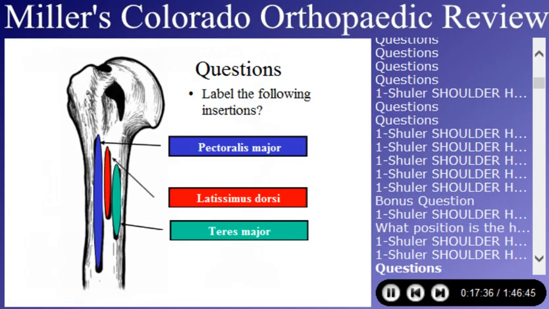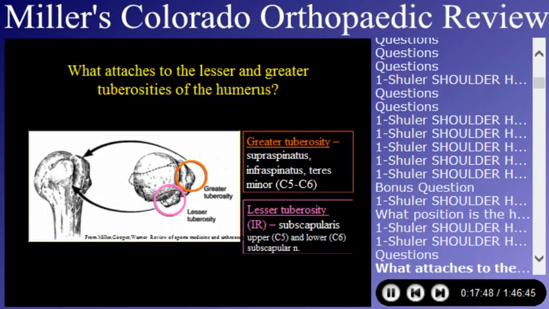Label the following insertions to the proximal humerus. Easy way to remember this is latissimus is in the middle. Pectoralis major, lateral. Middle is latissimus. Medial is teres major. What attaches to the lesser and greater tuberosity of the humerus? Greater tuberosity has the supraspinatus, infraspinatus, and teres minor. The lesser has the subscapularis.